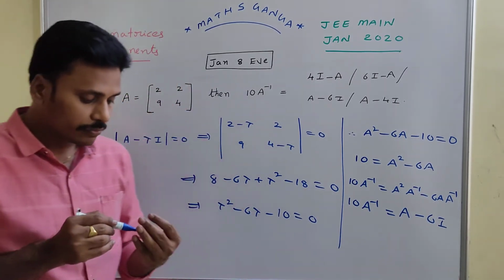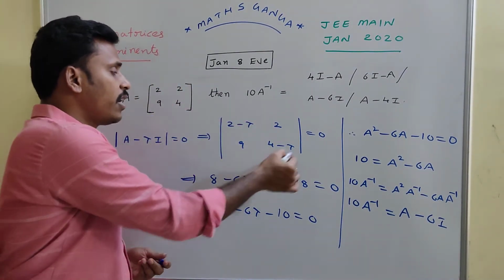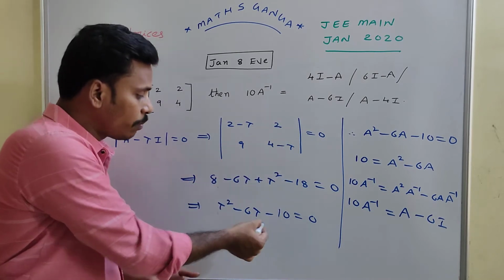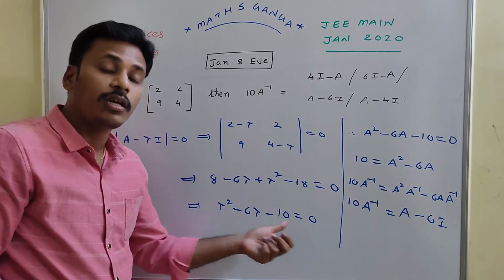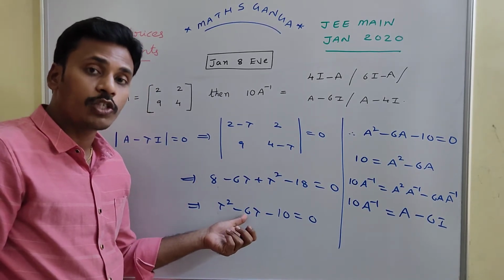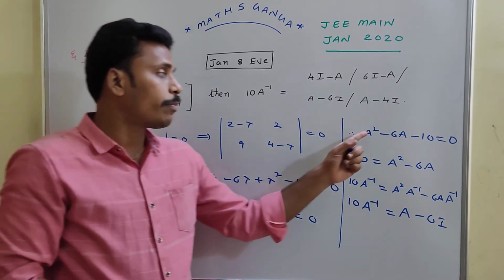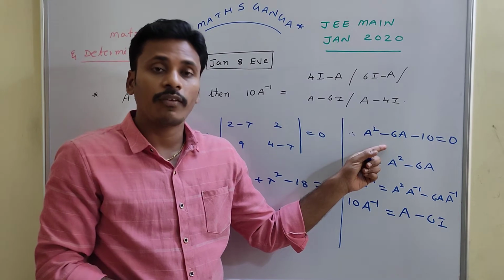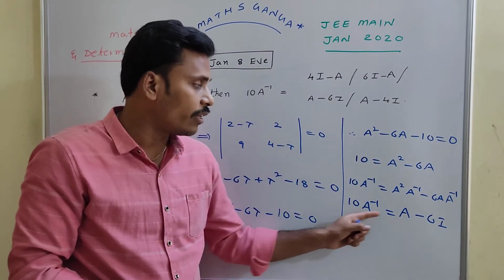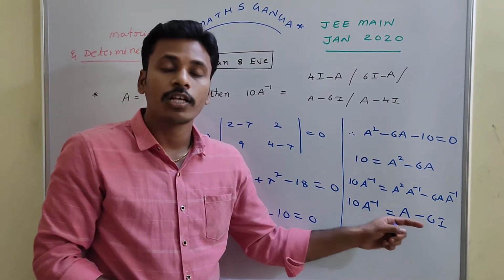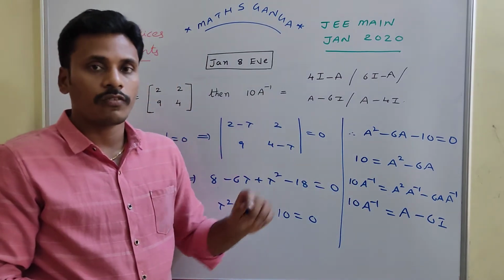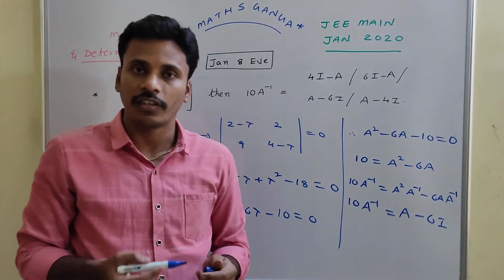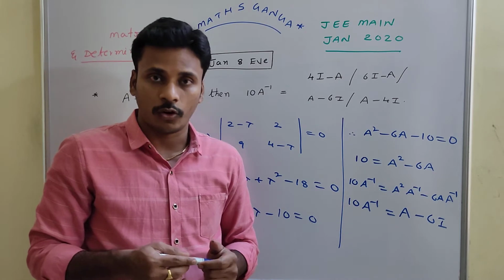Once again, for the given matrix this is the characteristic equation, and on simplification you have this lambda equation. By Cayley's theorem you can replace lambda with A. On replacement this is the matrix equation. If you multiply everything with A inverse, you will get 10A inverse as A minus 6I. So this is one question from the January 8th evening session, and I will give you another question.